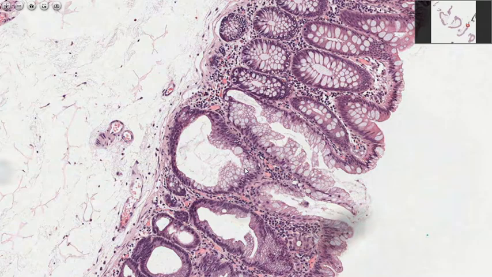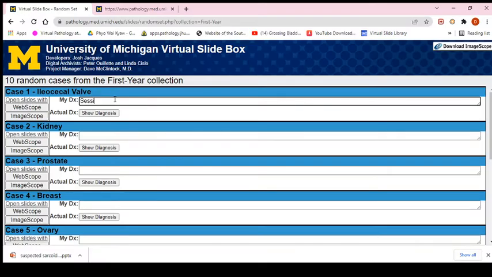So let's write sessile serrated lesion, and let's check whether the answer is correct or not. So this is correct, sessile serrated adenoma. The new WHO updated classification suggests the name sessile serrated lesion. So it is basically the same.